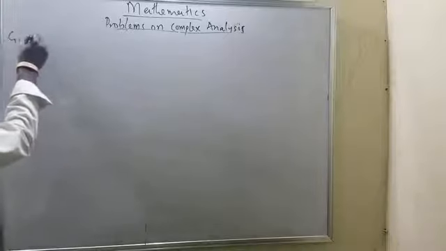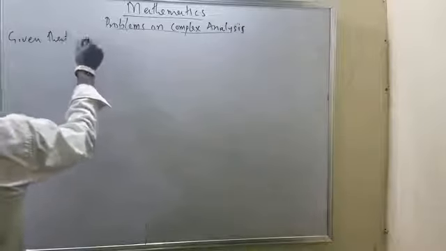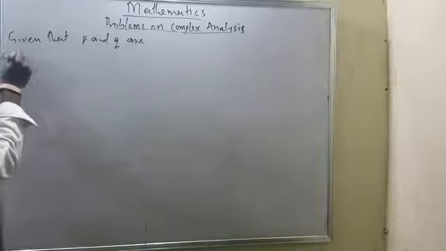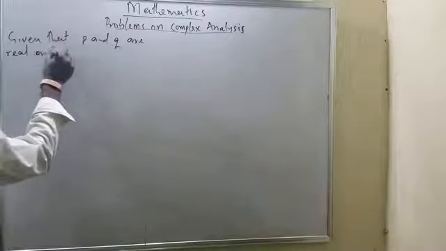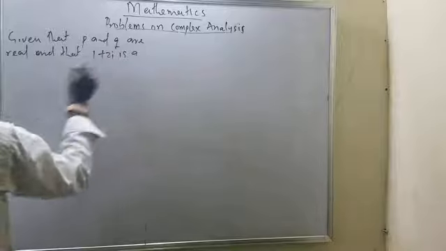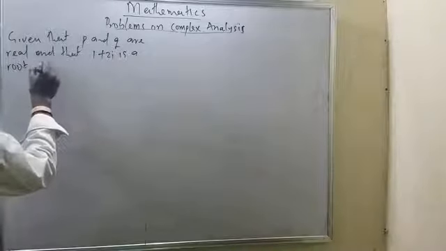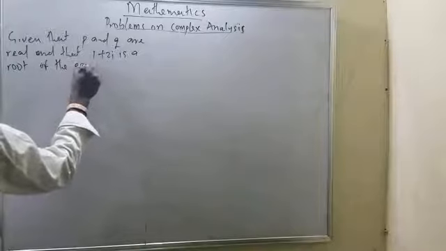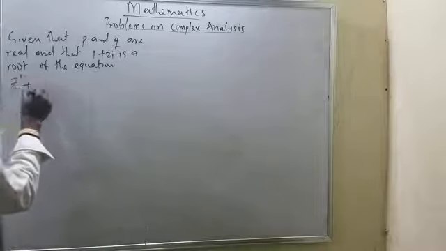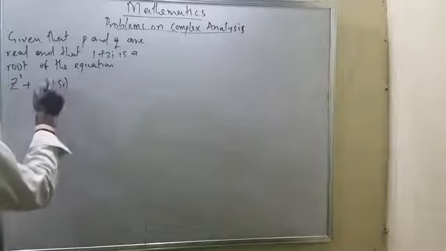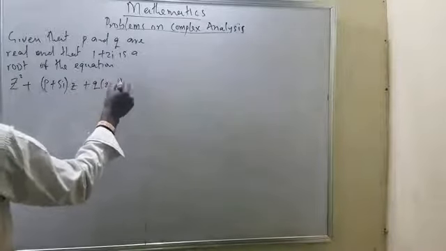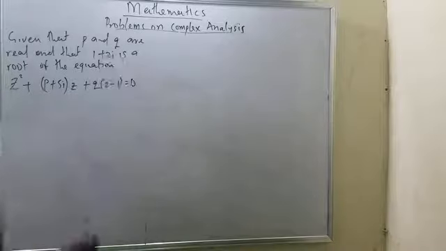Given that p and q are real and that 1 plus 2i is a root of the equation z squared plus (p plus 5k) bracket of 2 minus i equals 0. Now, I have this type of problem.